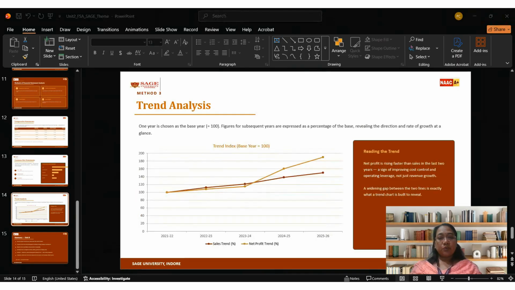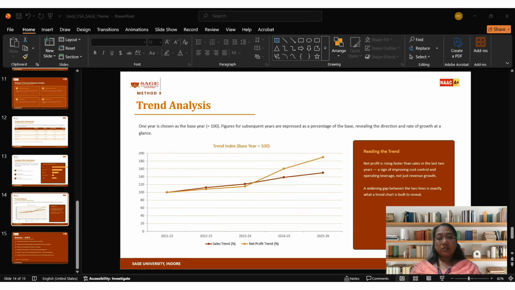Now we come to the heart of this unit, the actual methods or tools used to perform financial statement analysis. There are four major ones. Comparative statements place figures of two or more years side by side to show absolute and percentage change. Common size statements express every item as a percentage of a common base, such as total assets or total sales. Trend analysis studies the movement of an item over several years against a base year index. And ratio analysis establishes mathematical relationships between related figures to judge performance.